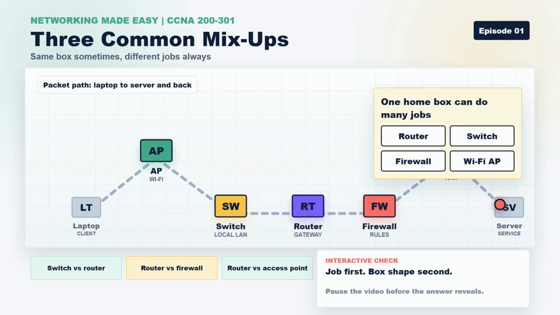Router versus access point. A router connects networks. An access point connects wireless devices to a network. Again, a home box may combine both jobs, which is why the words get mixed up. The trick is simple: job first, box shape second.